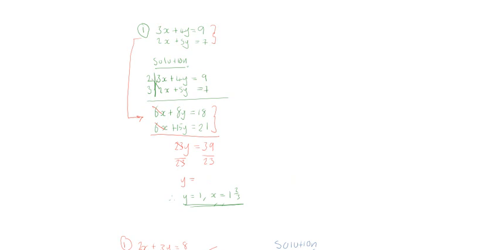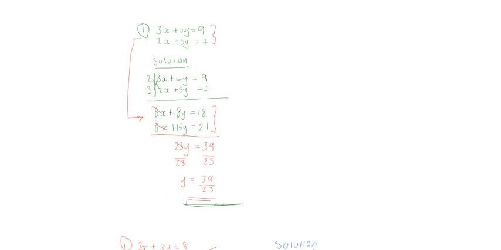Are you sure 3 can go into 23? No. 2 cannot also go into 23. So for 23, there is no number that could go into it. So the answer just remains 39 over 23. That's the value of y.